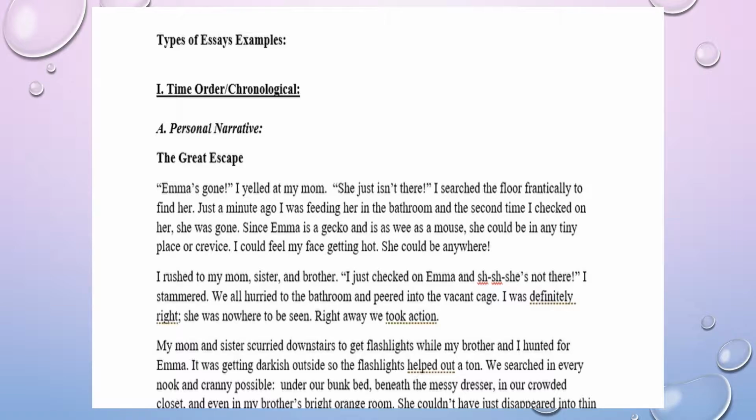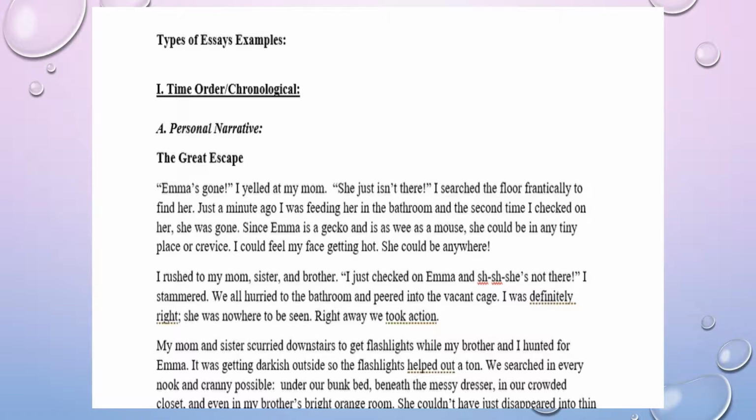I want to remind you guys that when you are writing a personal narrative, you are telling a story. So I advise you to use descriptive language and to use dialogue to bring your story to life. Let's look at this personal narrative. It's entitled The Great Escape. I'm not going to read the personal narrative to you all, but let's look at the first paragraph.